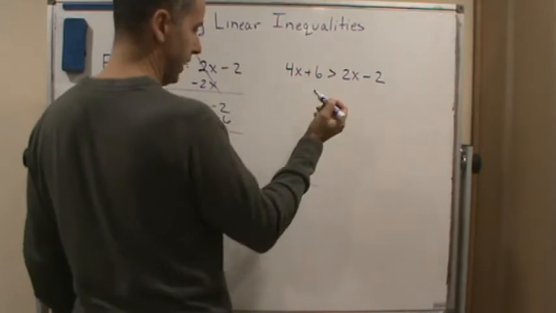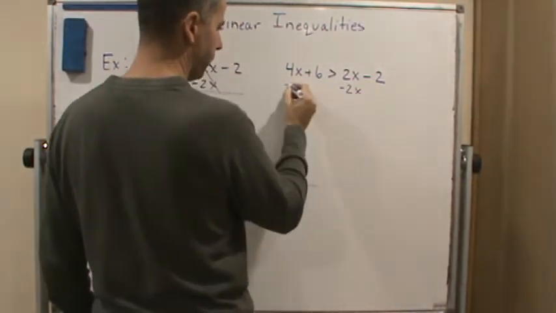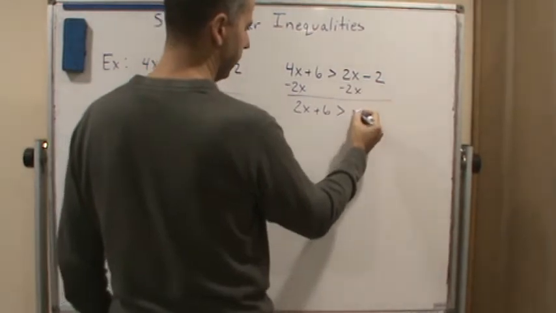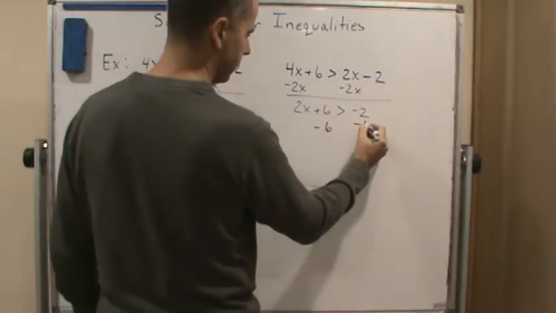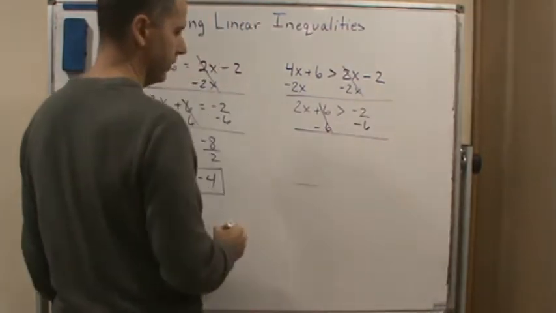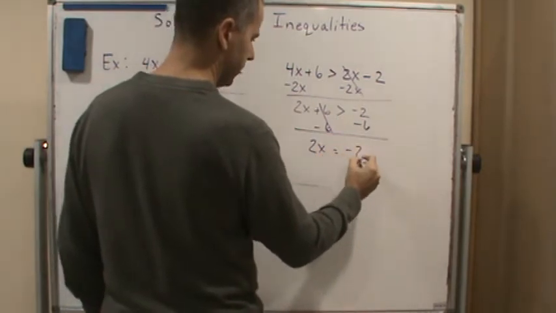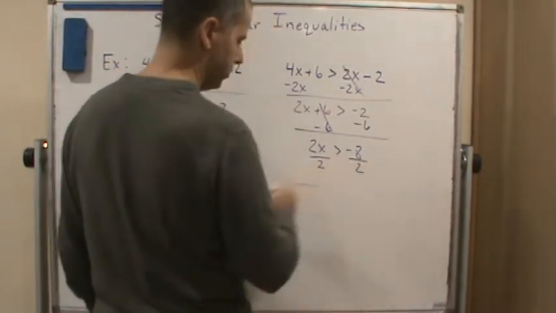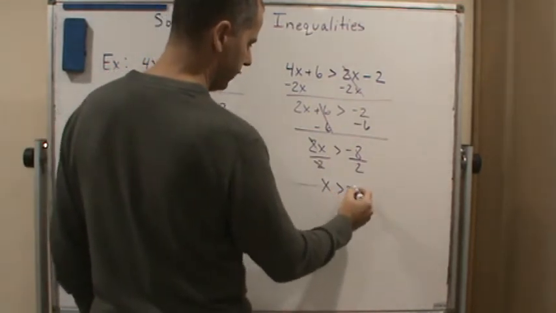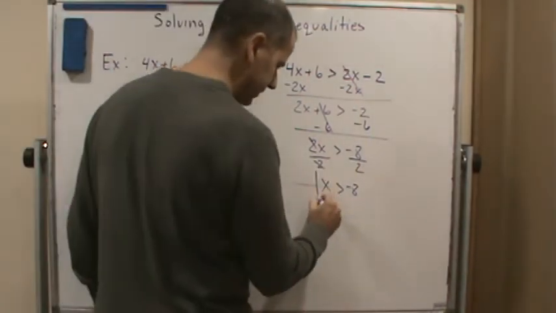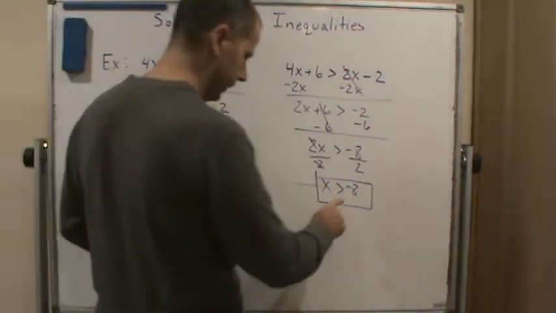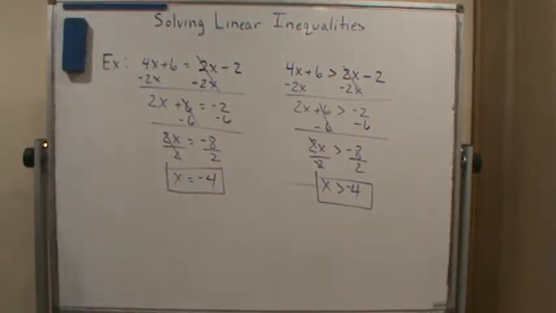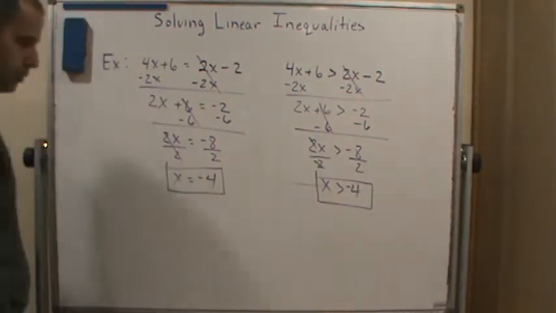Okay, so here I go. I'm going to do the same thing. I'm going to subtract 2x from both sides. I get 2x plus 6 is greater than -2. Then I'm going to subtract 6 from both sides. And so I get 2x is greater than -8. And then I'm going to divide both sides by 2. And I get x is greater than -4. The only difference here is, in this case, I got one solution. Here, I've got an infinite number of solutions.